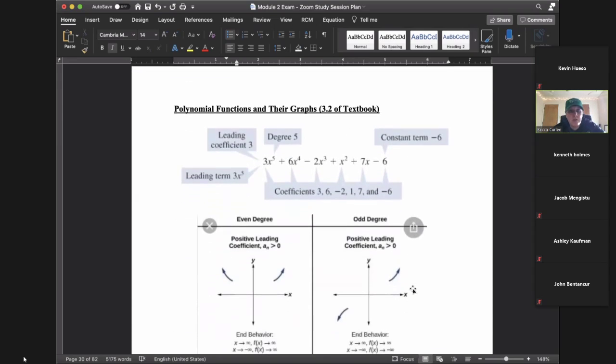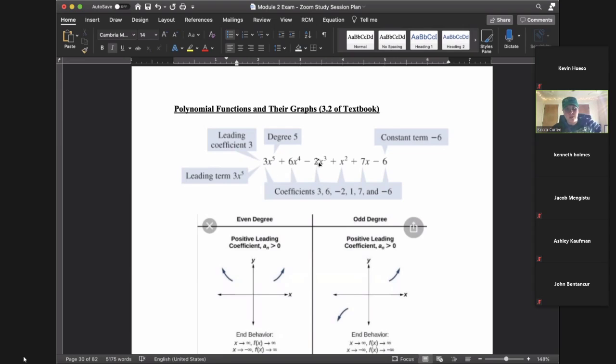All right, polynomial functions and their graphs. This is just basically the layout of a polynomial function. Right here, 3 is your leading coefficient. The leading term is 3x to the 5th. It's a 5th degree polynomial because the polynomial is going to have the same degree as the degree of its highest degree term. So this is a 5th degree polynomial.